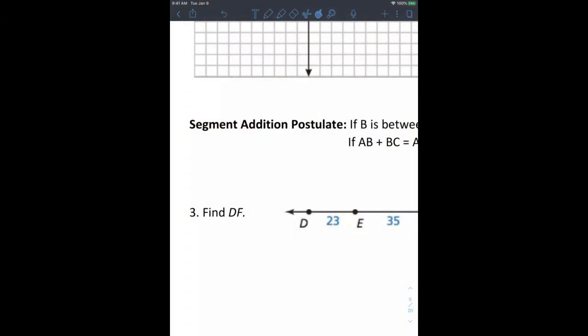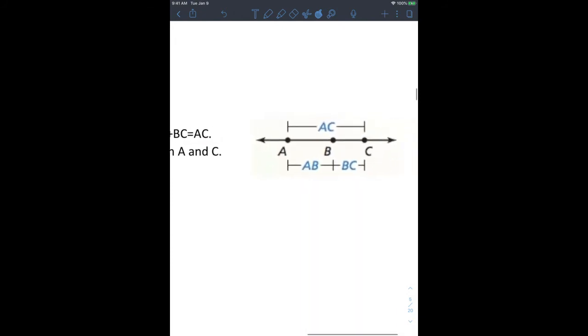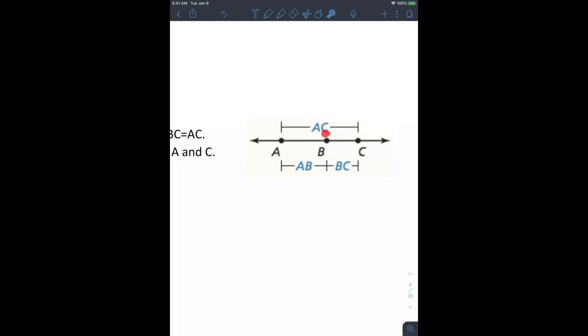Last for today is the segment addition postulate. Let's look at the figure here. It'll model the postulate for us. If B is in between A and C, B right here is in between A and C on the line, then the length of AB, the distance from A to B, plus the length of BC, the distance from B to C, is equal to the total length from A to C.